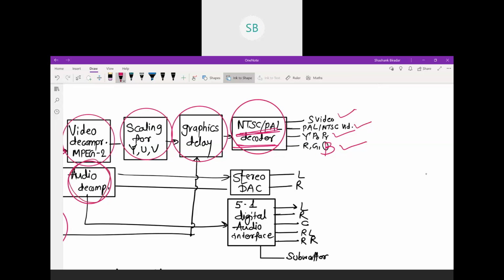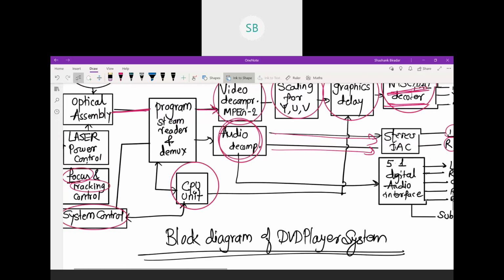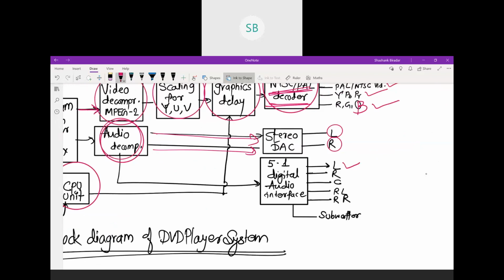Then the audio is decompressed, then given to the stereo digital to analog converter, sorry, stereo to analog converter. Okay, and given to the stereo channels. Or you can also connect the 5.1 digital audio interface system, where you have left channel, right channel, center channel, rear left, rear right, and subwoofer. These are 5 points and the subwoofer is 1.